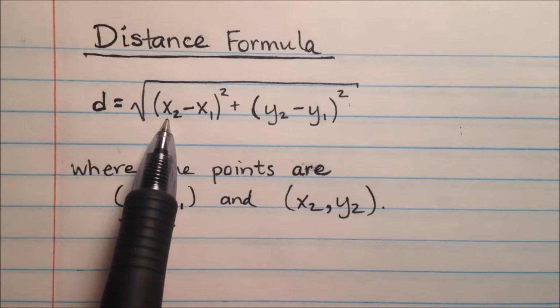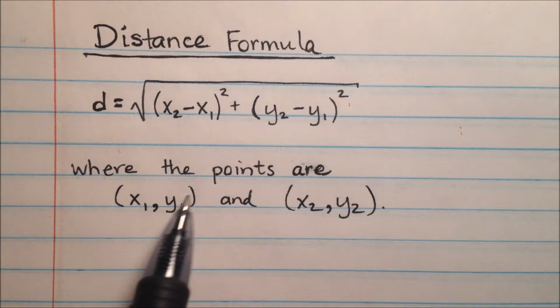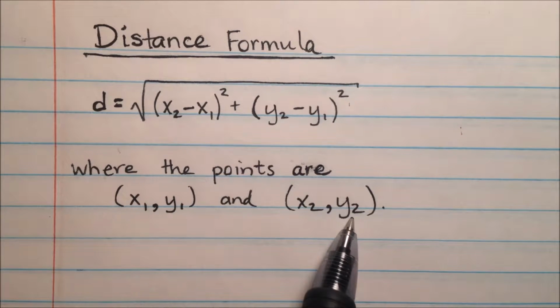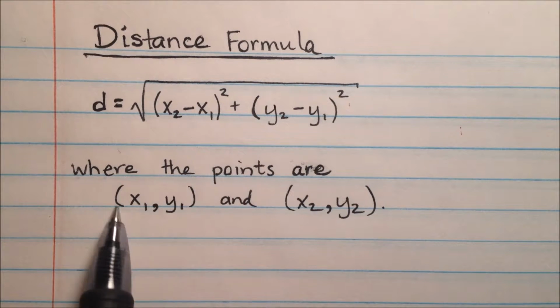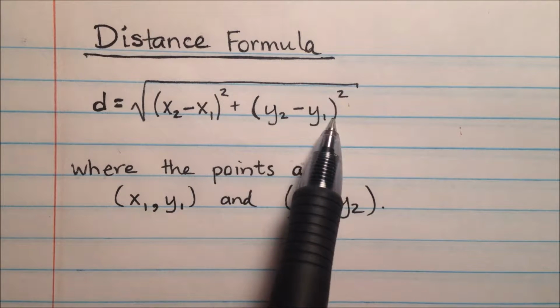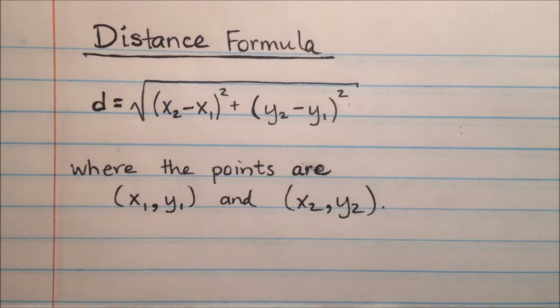So we have this x2 and x1, and y2 and y1, and this just means the points are going to be x1, y1, and x2, y2. So the distance formula is going to be the distance between 2 points. So we have a point here and a point here, and we're going to plug those values into this formula, simplify, and there we have a distance. So let me show you why it uses the Pythagorean theorem.